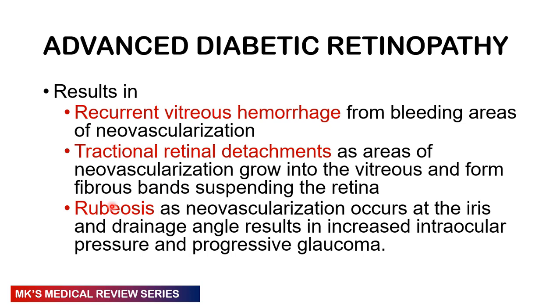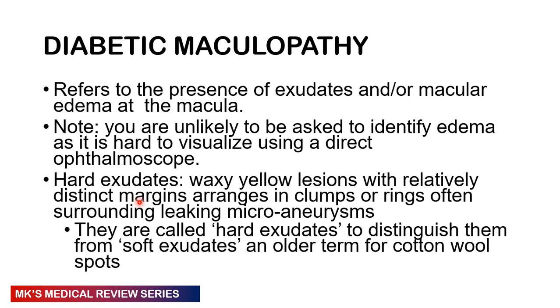You may have rubeosis, as the neovascularization occurs at the iris, and the draining angle results in increased intraocular pressure, and of course this may cause progressive glaucoma. Then you may have diabetic maculopathy, which is an end stage, if you were to think of it like that. So you have the presence of these exudates and even macular edema at the macula.